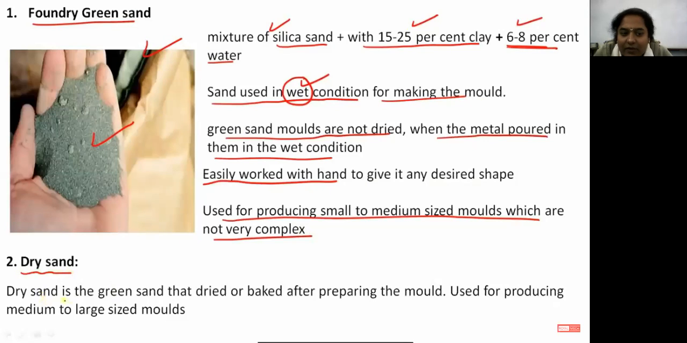Next, dry sand. Dry sand is green sand that is dried or baked after preparing the mold, used for producing medium to large size molds. So the same green sand is dried. How is it dried? The mold is baked in a sand molding oven, and then it becomes dry sand.